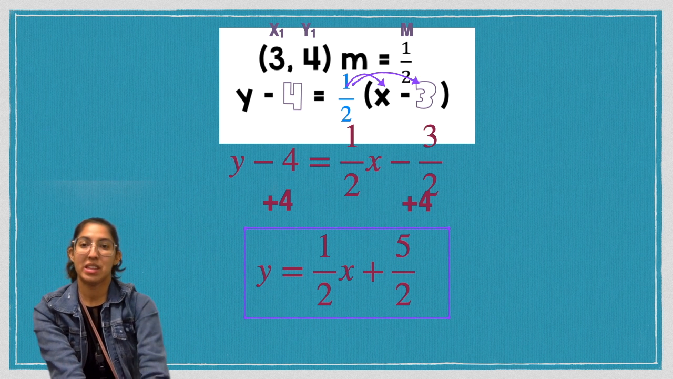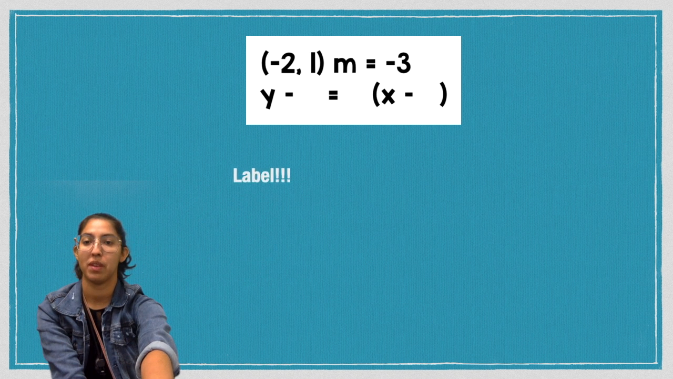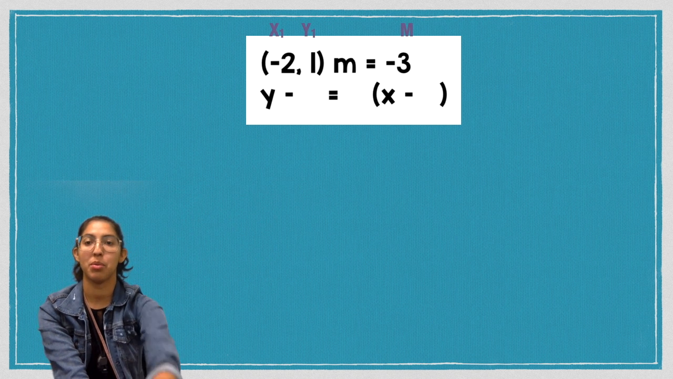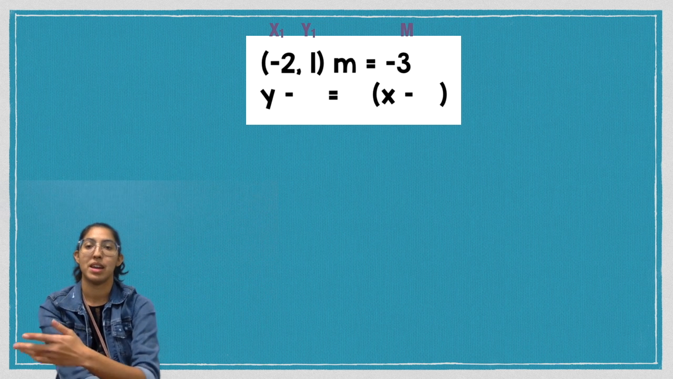Okay, so let's move on to the next example. So what if we have the point (-2, 1) and slope of -3? First thing, as always, label. We have our first coordinate, -2 and 1, and our m is -3.